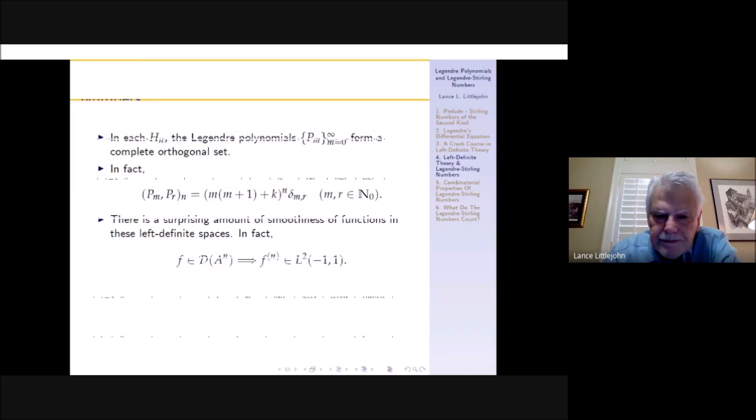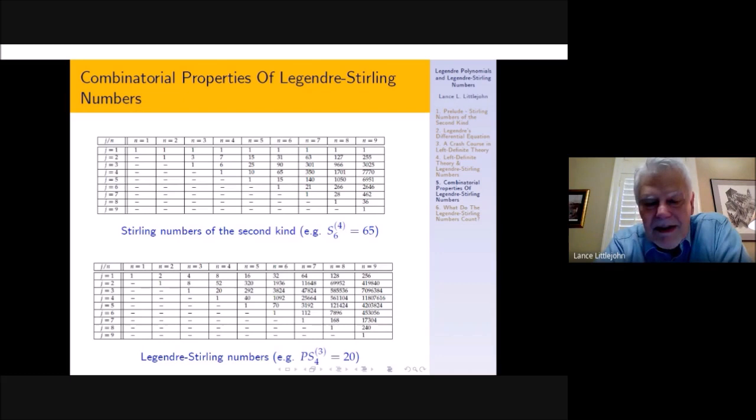Don't hurt your eyes looking at this, but I've got two tables that I hope you can see. If you're doing this on your phone, you're going to have a hard time seeing these numbers, but it's not a big deal. The top table is just a list of Stirling numbers of the second kind. The bottom table is these new numbers, these Legendre-Stirling numbers. And you can see just by comparing these tables, these Legendre-Stirling numbers grow fast. So a natural question to ask is, combinatorially, do they mean anything?